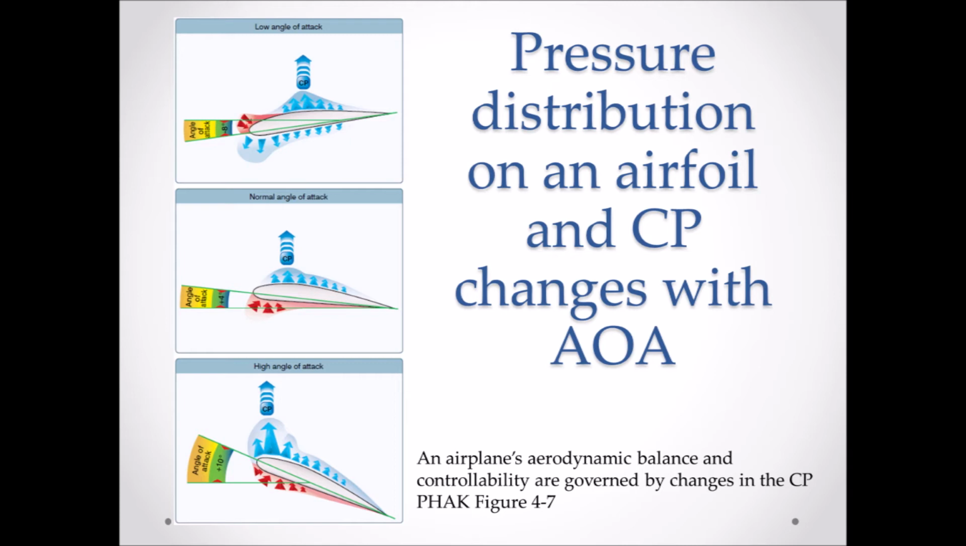In normal straight and level cruise, the angle of attack is positive and the low pressure is on the upper surface, and the high pressure is on the lower surface. If the angle of attack is high and less than its critical angle of attack, then the low pressure, or CP, is almost to the front of the wing.